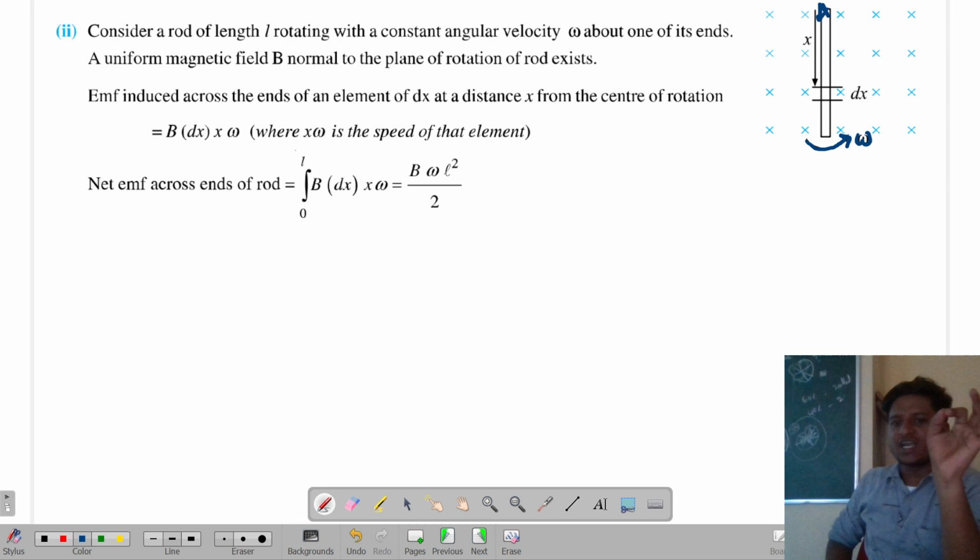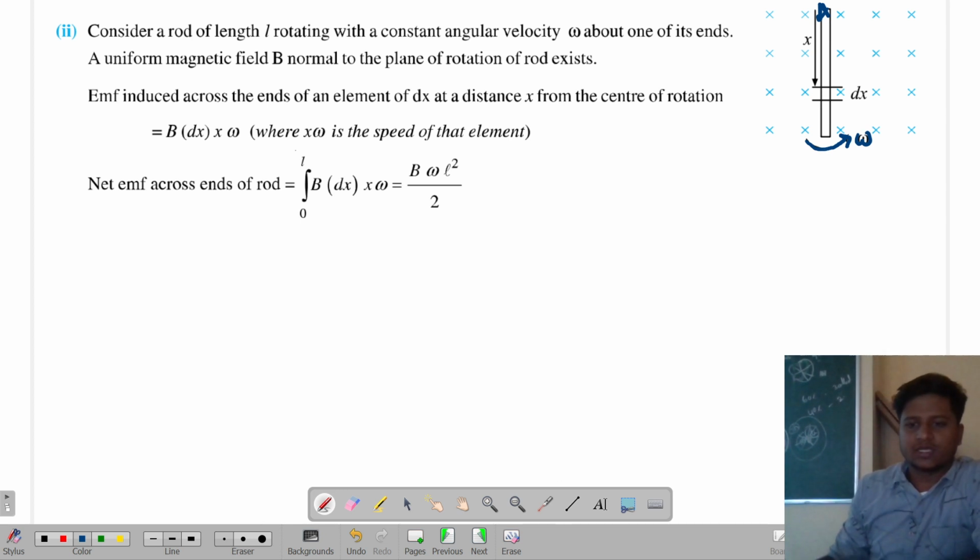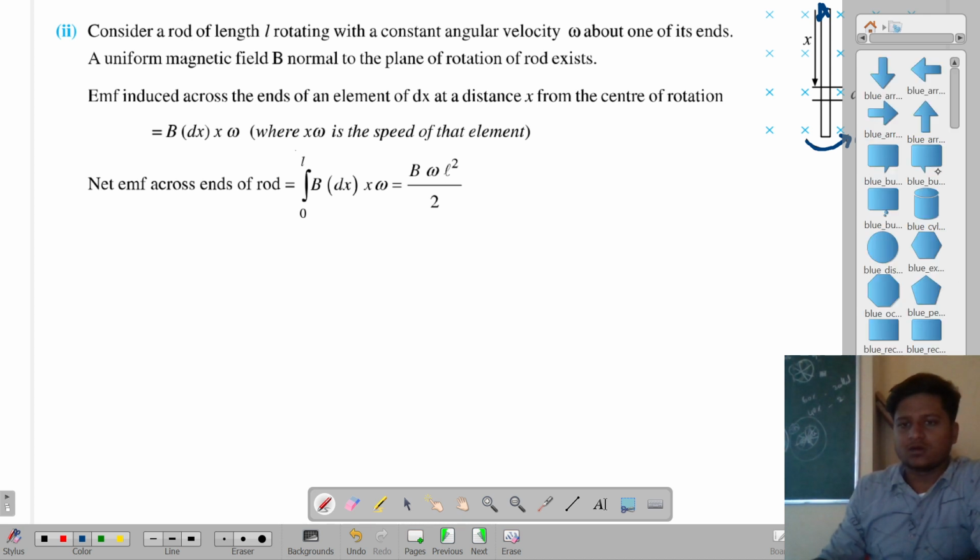So now if we are rotating this particular rod with angular velocity omega, the question is, what will happen with the EMF? What will happen with the electric field? Can you comment on that? Can you tell me something about this or not? First of all, let me just try to say something about this thing.